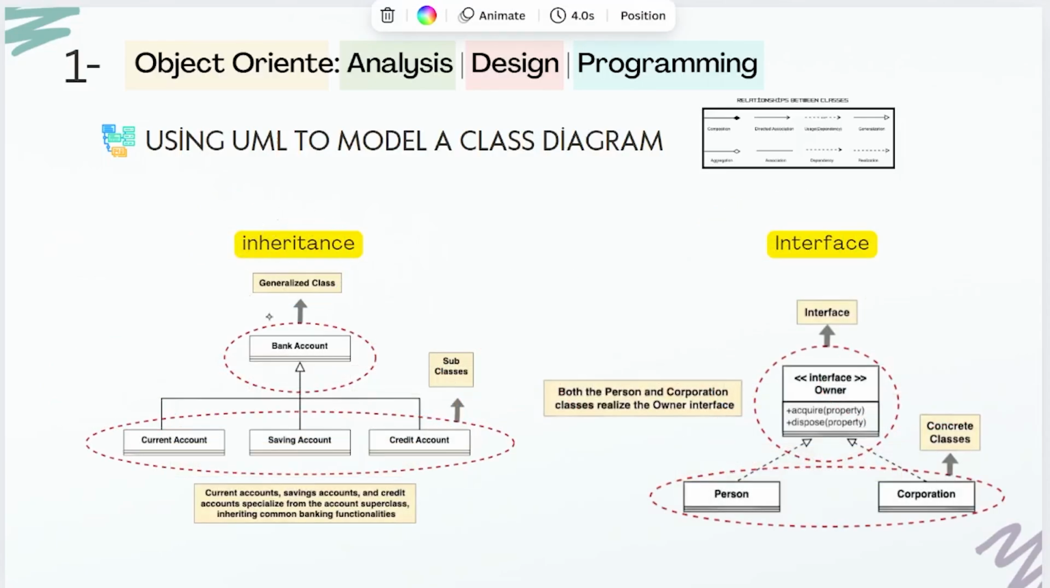So let's look at the inheritance relationship, which is represented by this kind of pyramid shape. So you have a general class called bank account, and then you have other classes like current account, saving account, and credit account. Each one is an independent class, or what we call a subclass. Now bank account in general has its own attributes or characteristics, and then the current account has its own characteristics or attributes and its own methods. The same for saving and credit.